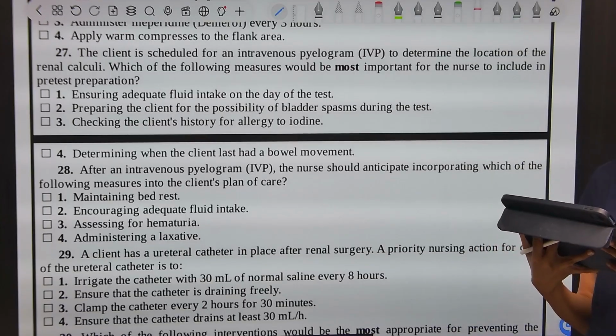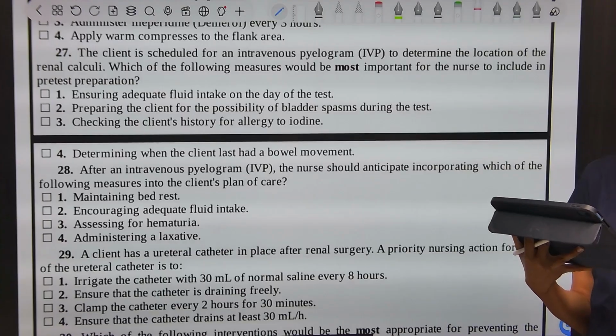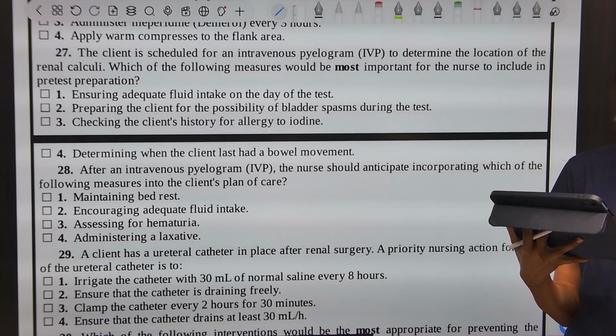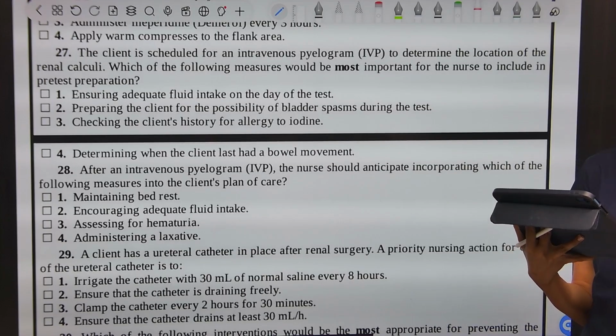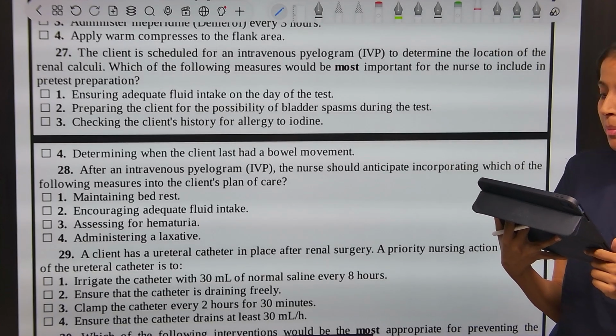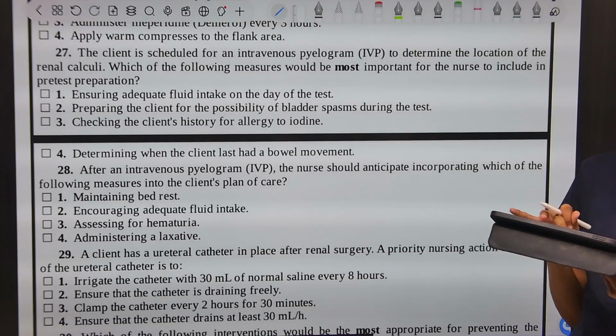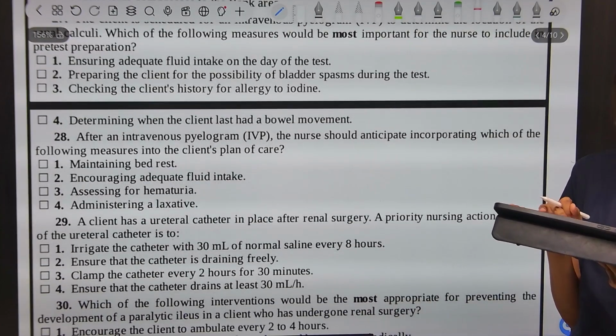The client is scheduled for intravenous pyelogram IVP to determine the location of renal calculi. This procedure is used to determine the location of renal calculi or renal stone. Which of the following measure would be most important for the nurse to include for this preparation? Four options are there. Try to solve the answer.